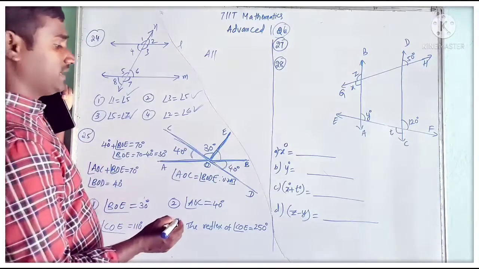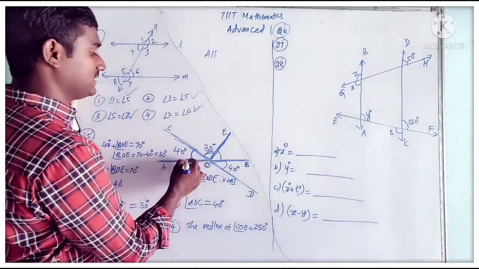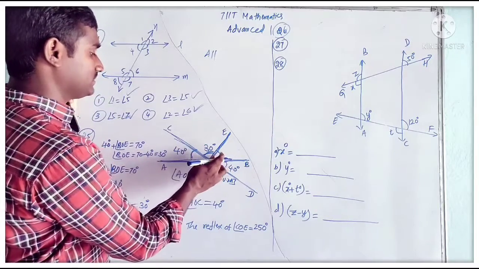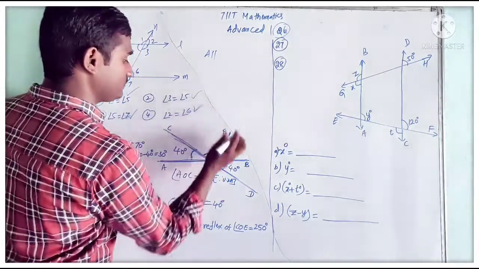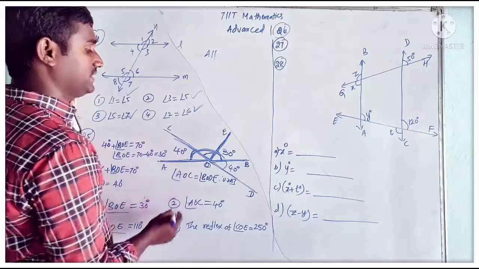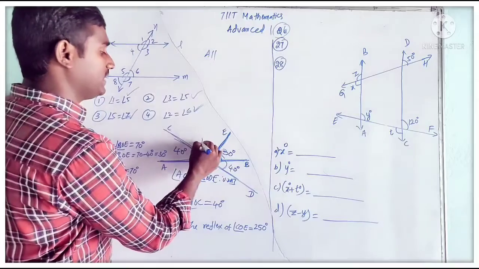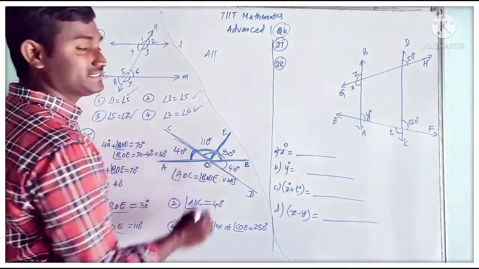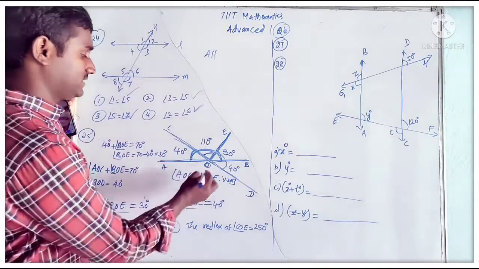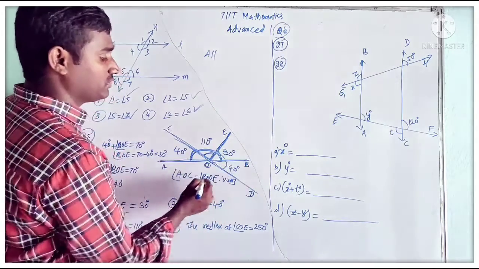From the figure we know that the sum of these three angles equals 180 degrees. This is 40, this is 30. So 40 plus 30 is 70, so the remaining angle should be 110. Then only the sum of these three angles equals 180 degrees. So angle COE is 110 degrees.